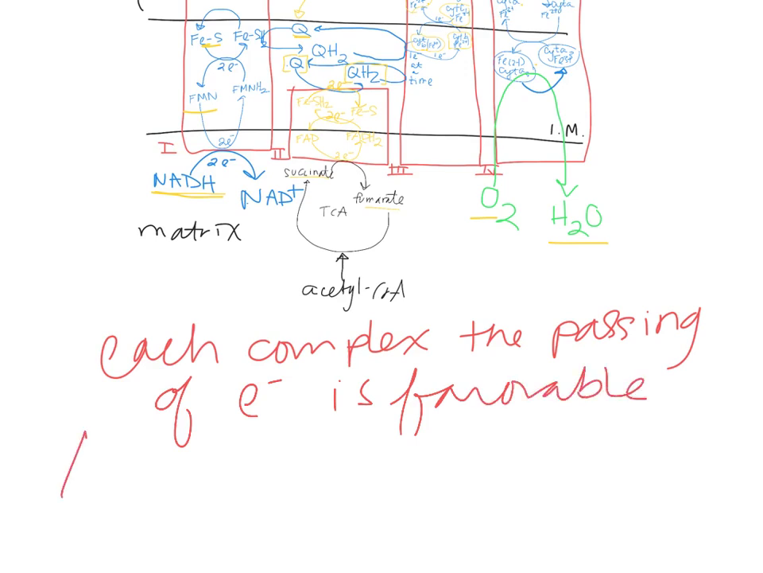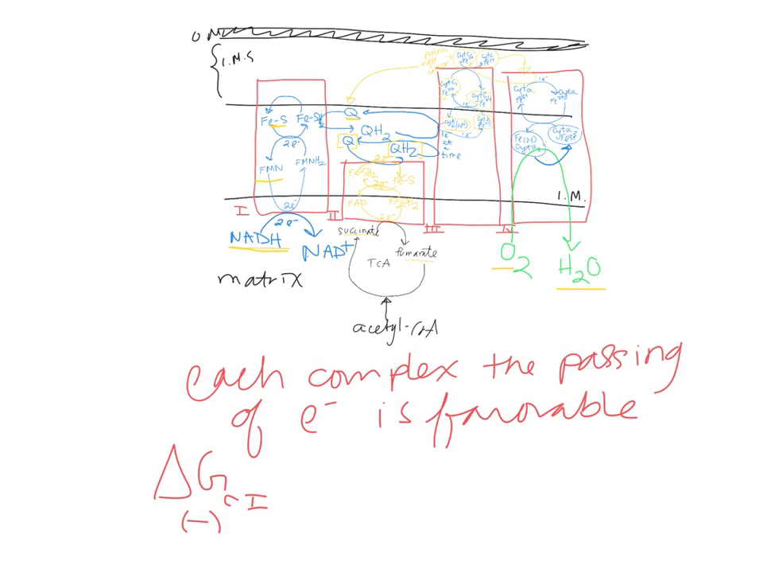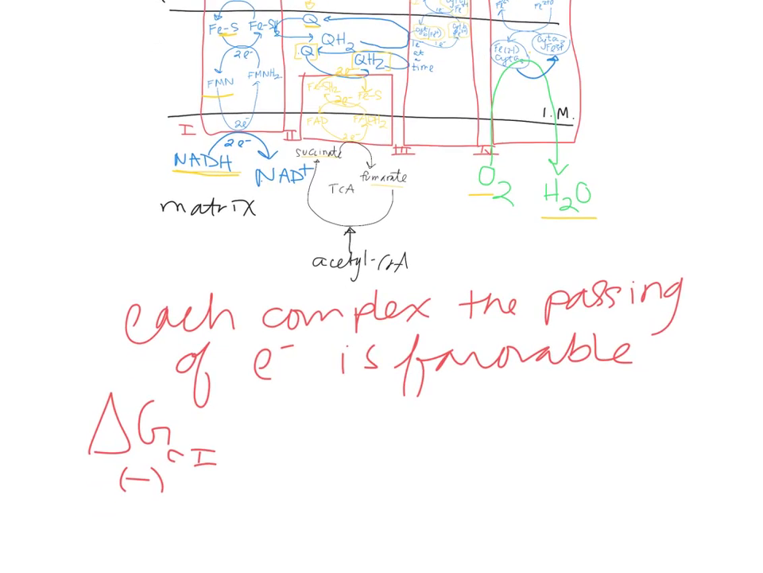Okay, so if we were to calculate the delta G of complex 1, I'll just do C1, the delta G of complex 1, where NADH eventually passes electrons to a Q, would be negative. Now, that energy has to go somewhere, and if you'll notice in the electron transport chain, we're actually not making any ATP whatsoever. So that energy is going to be used to move protons.